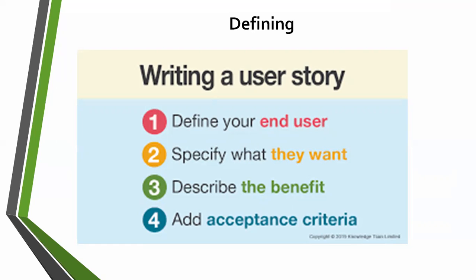For example, your requirement is to book an online ticket. Simple. So for that, what you are specifying is, until and unless I log in, I cannot book. So this is nothing but specifying what exactly you want. The benefit is, until and unless I book the tickets, I cannot view the movie.